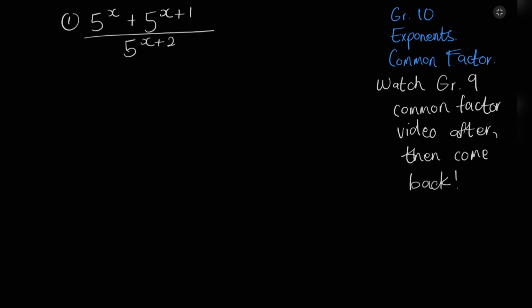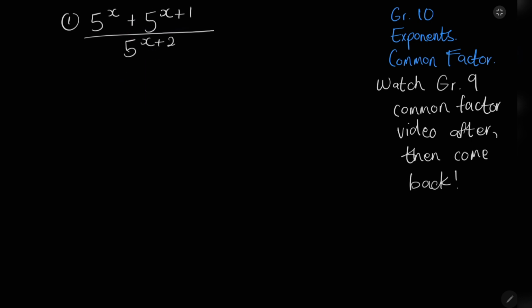So what should we do? Let's check first. How many terms do we have? We have 5 to the power x as our first term, and 5 to the power x plus 1 as our second term. They're separated by the plus sign. In the denominator, we only have one term.